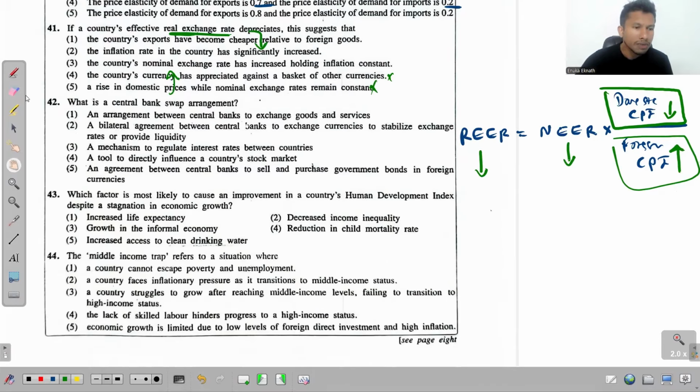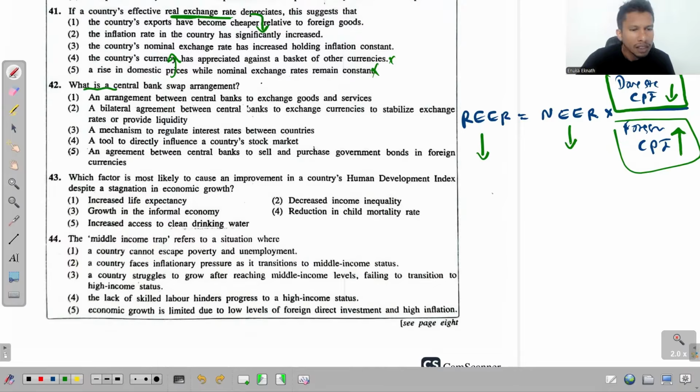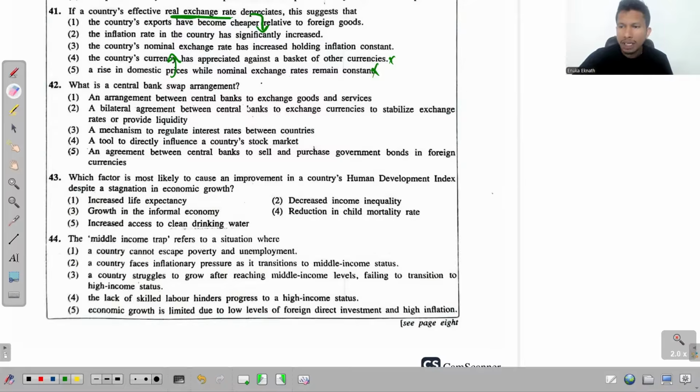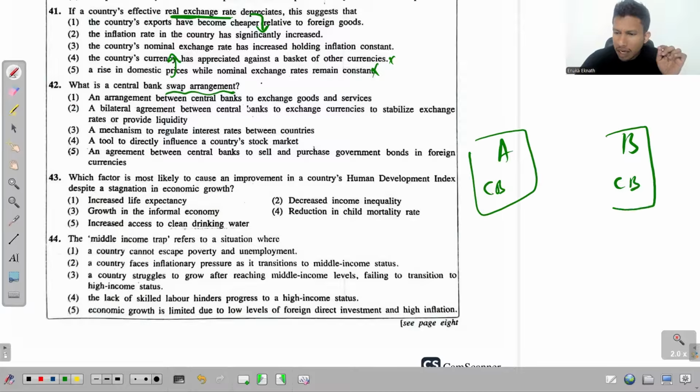Right, now look at this question 42. What is a central bank swap agreement? Okay, so this is the swap agreement of the central bank. Right, now just imagine that we have two countries, and country A and then country B. So in country A, we have a central bank, and in country B, we have another central bank. So a swap agreement means these two central banks of the two countries get into an agreement to exchange their currencies at a specific rate.